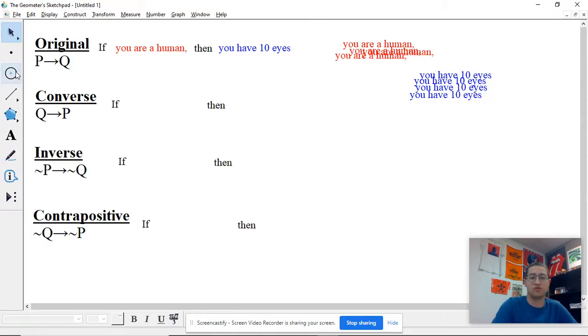Okay, so the original statement. Notice I have my if P then Q, right? So that's if P then Q. And I already have it set up where the original is if you are a human, then you have 10 eyes. So it's kind of our same statement that we worked with in our example. Okay, now we need to learn 3 more vocab words. This is converse, inverse, and contrapositive.